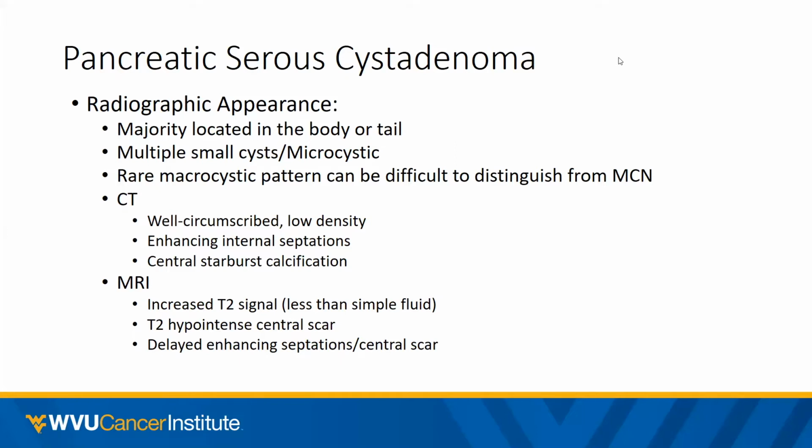The internal septations tend to have enhancement with them. And very commonly with CT, we will have a central starburst calcification in association with a central scar or fibrous tissue. By MRI, these masses are generally of increased T2 signal, although their T2 signal is not as bright as simple fluid due to the microcystic nature of them. The scar that we see very frequently with these masses tends to be hypointense on T2 weighted imaging because of its fibrous content. And then that same scar generally will show delayed enhancement.